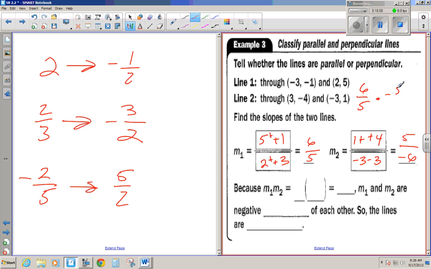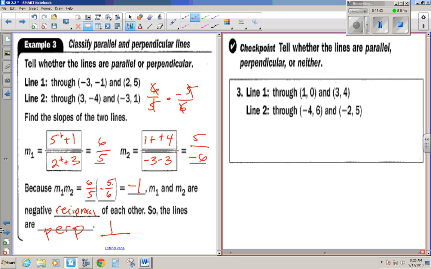So what you can see is, if you multiplied 6/5 by negative 5/6, the 6's would become 1, and the 5's would become 1. You'd end up with negative 1. They are opposite reciprocals of each other. So the lines are perpendicular. I'll use this as a symbol for perpendicular. All right, let's do it one more time.